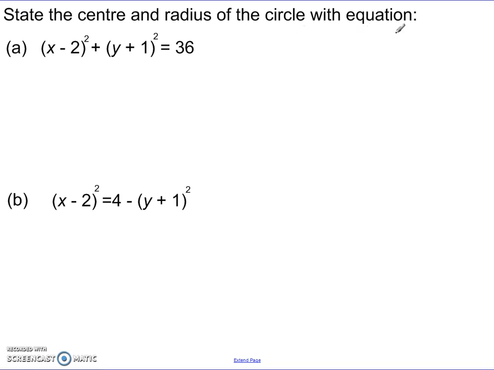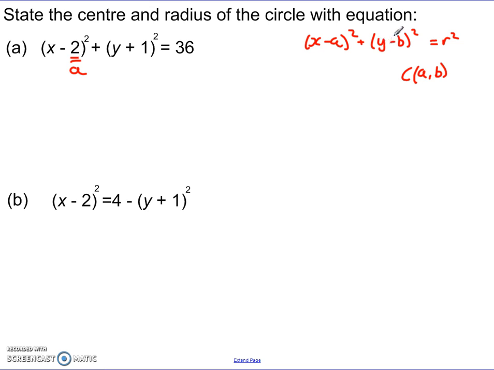Second question, I want you to state the centre and radius of each of these circles with these set equations. Now remember, that's x minus a squared plus y minus b squared equals r squared. And our centre was at the point A, B. Now, in order to get these, what we have to do is look at the information that's here and figure out what we've got. Well, it's x minus a squared. This is x minus 2 squared. So I can just read off that this part here is the a.